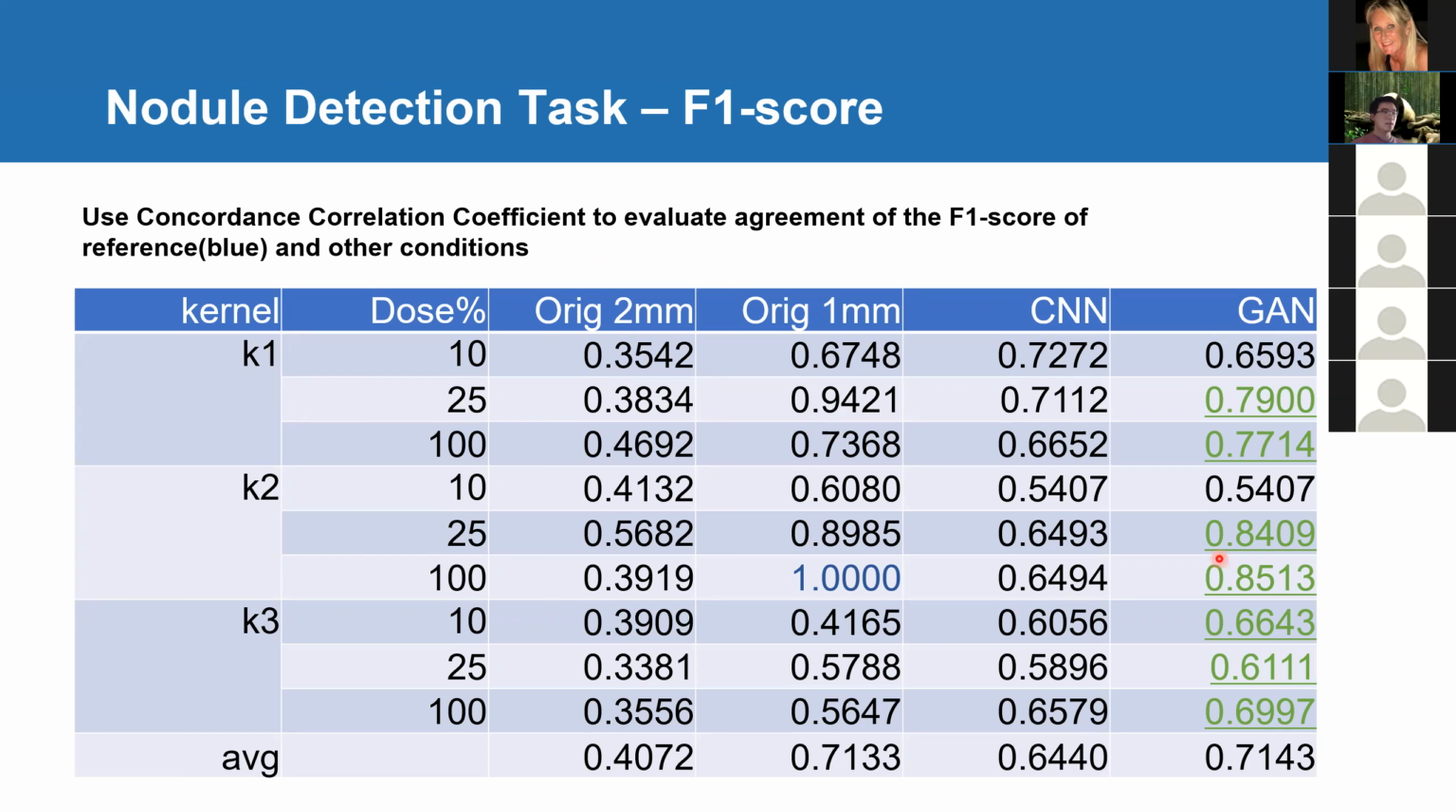And it turns out that our GAN-based method indeed makes the detection task more reproducible relative to the reference. We can see that CCC improved compared to the unnormalized scans, either in 2 millimeter, and it's also higher than the CNN results highlighted in green here, and also in the average.